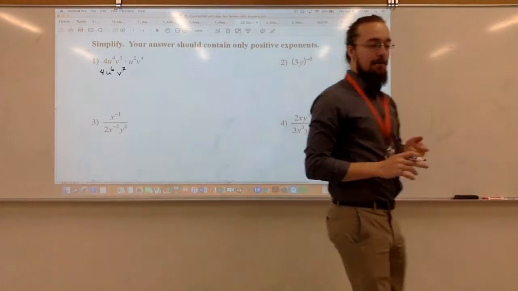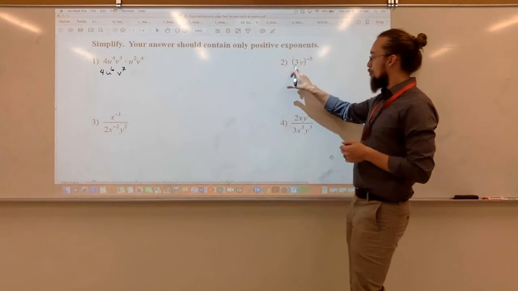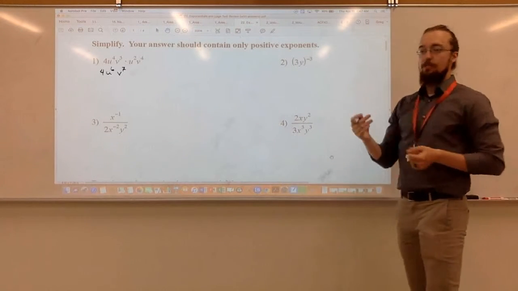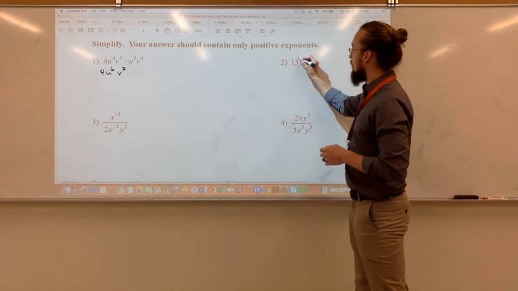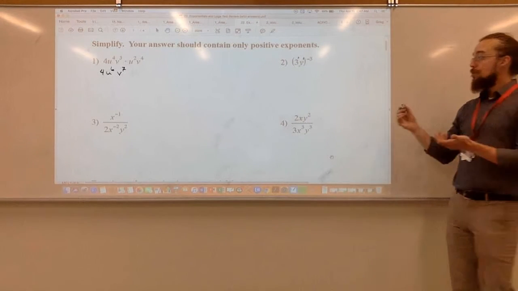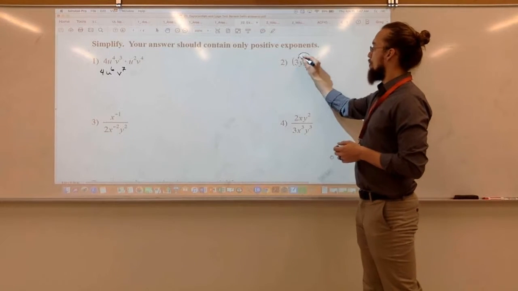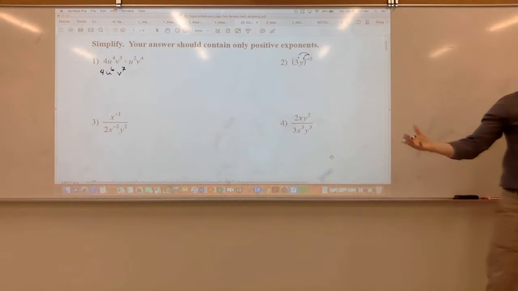Second property, if I'm raising a power to a power, I multiply the powers together. So we really have two things inside the parentheses here, right? A 3 and a y. So if I don't see an exponent, both of those are being raised to the first power. So I need to then raise both of those to the negative 3rd power. So I'm distributing that power in.